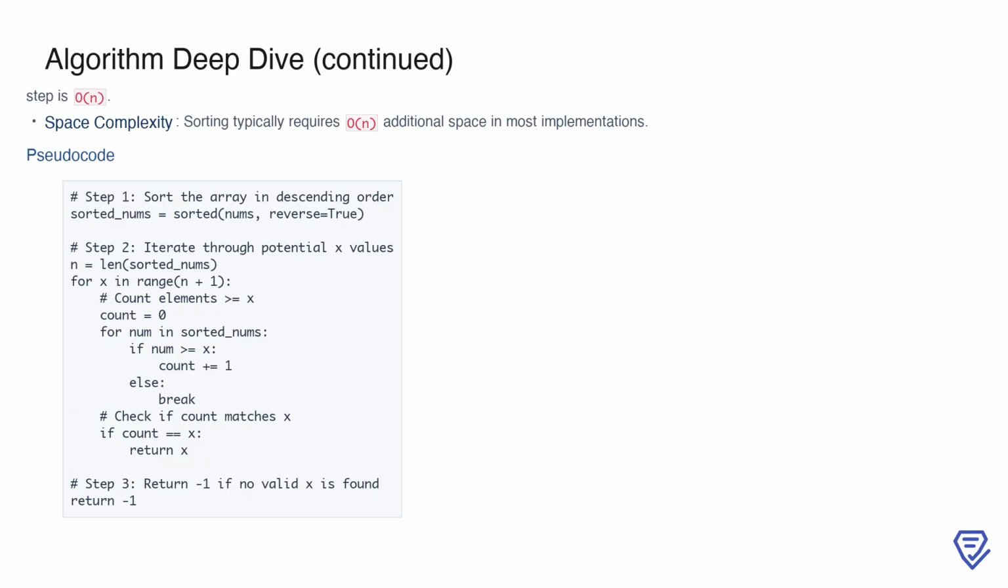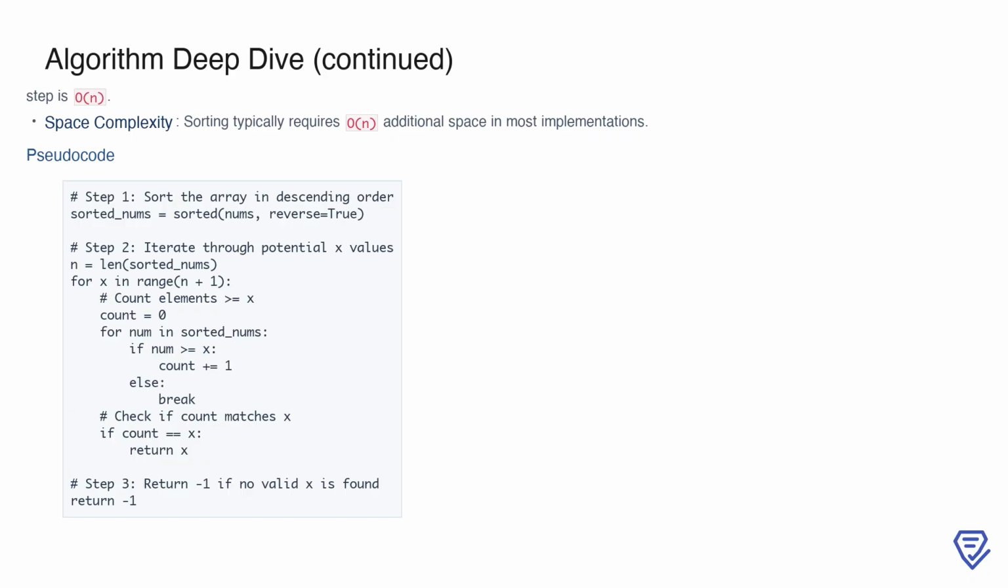First, the array is sorted in descending order to facilitate efficient counting. Next, we iterate through all potential values of x, ranging from 0 to n, where n is the length of the array. For each x, we determine the count of elements greater than or equal to x by iterating through the sorted array.